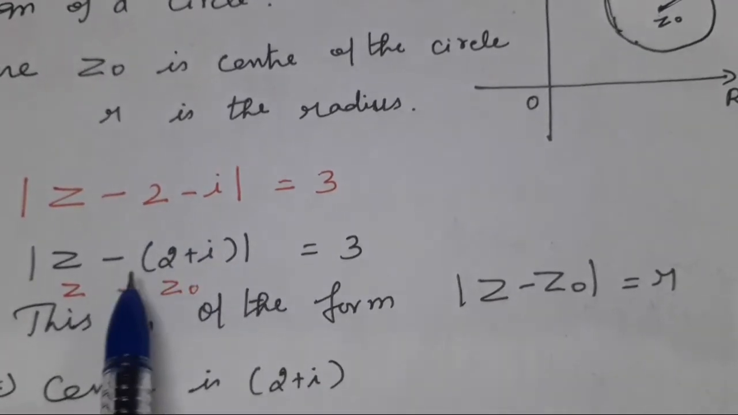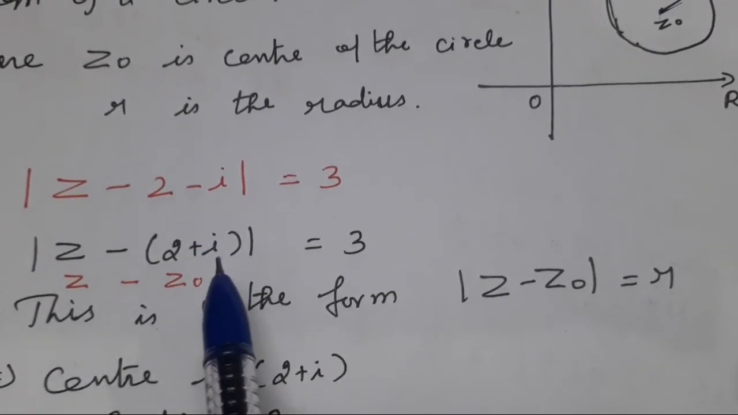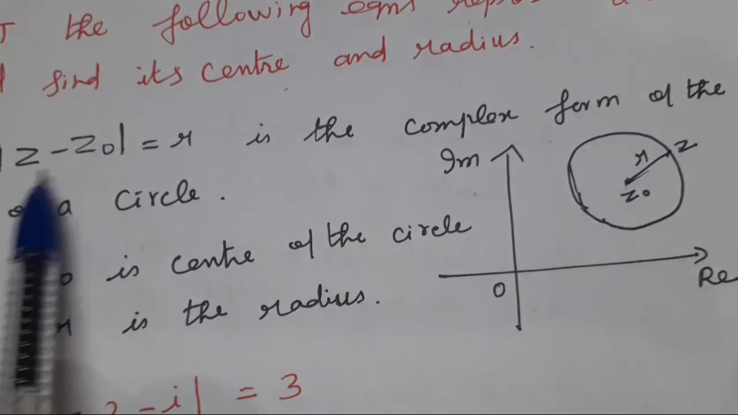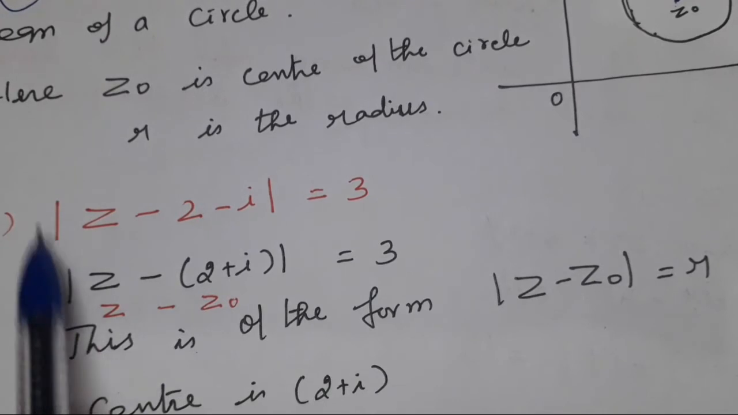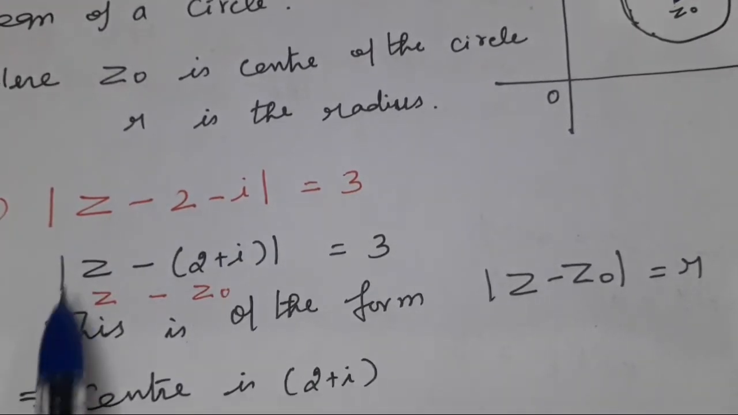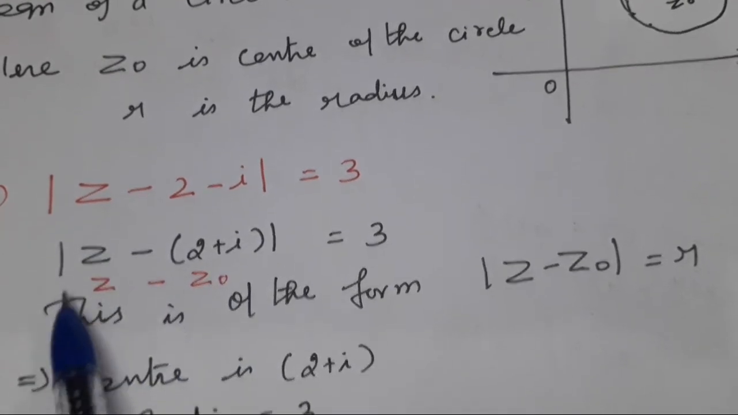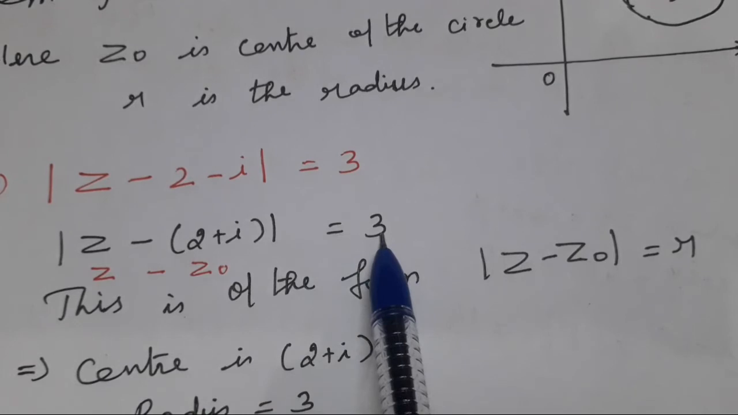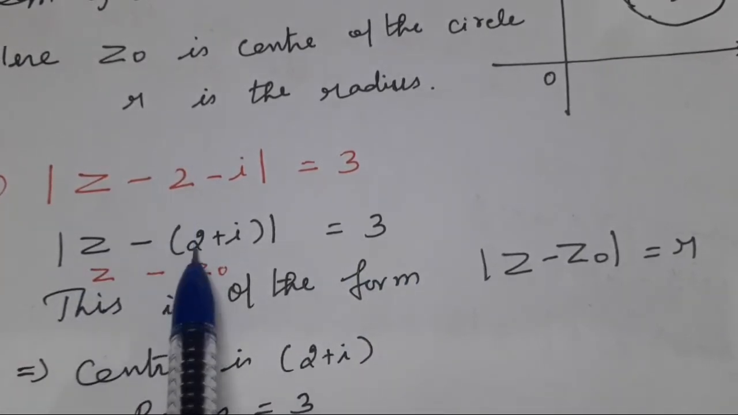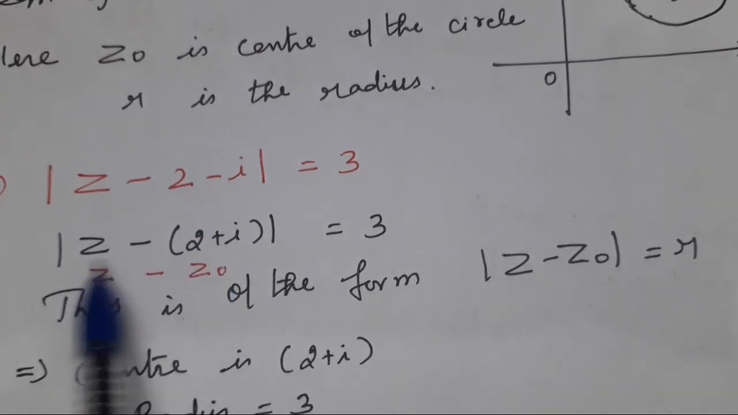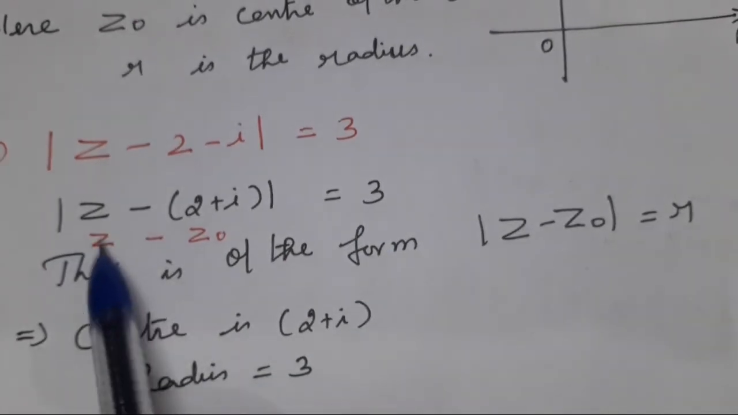So we make it in the form of Z minus Z naught. What is the question given? Already, what is the equation of the circle in complex numbers? Modulus of Z minus Z naught equal to R. So the given sum, we make in the form of Z minus Z naught. So modulus of Z minus, take the minus outside, the minus 2 becomes plus 2, minus I becomes plus I. So Z minus Z naught equal to what? 3, that is R. Z is nothing but Z. Z naught is what?